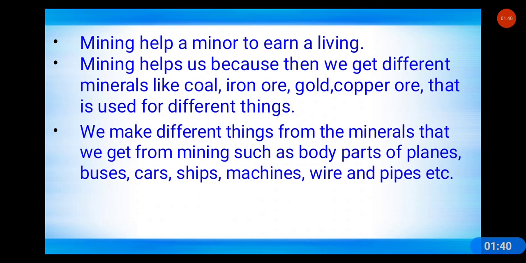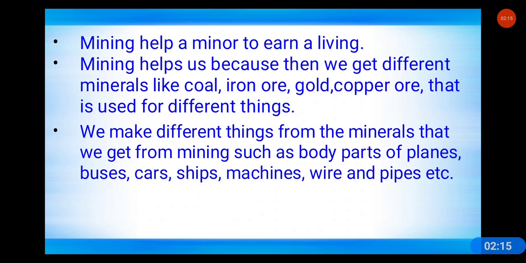So please, I want to say sorry, one mistake is there. The spelling of miner is wrong, just correct it. M-I-N-E-R, miner, right? Yes, so mining helps a miner to earn a living, right? So the ones who work in mining were paid wages, right?